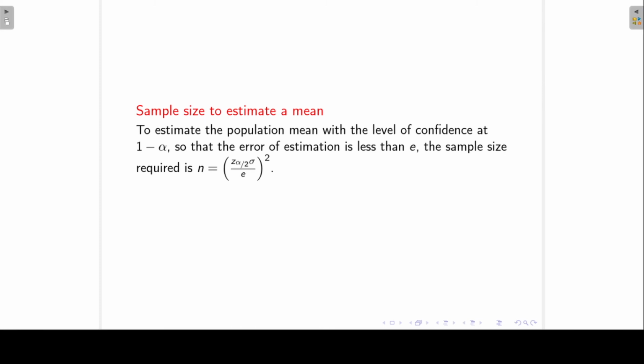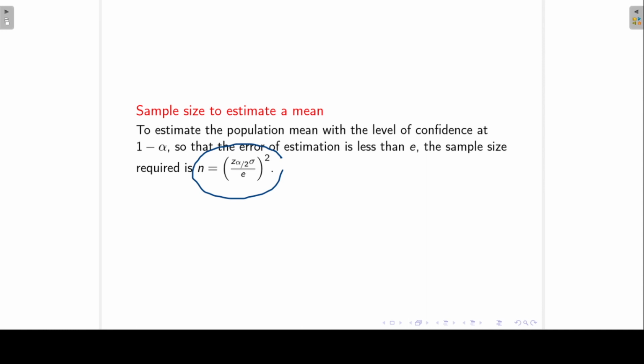And now in general, we can say that to estimate the population mean with the level of confidence at 1 minus alpha, so that the error of estimation is less than a factor e, then the sample size required is given by the following expression here. It's Z alpha over 2, which we get from our normal tables, times sigma divided by E, and then we take the square of that expression.